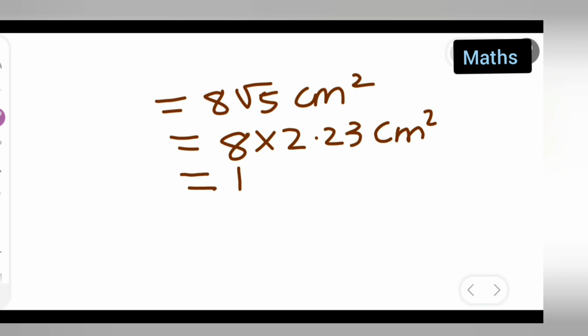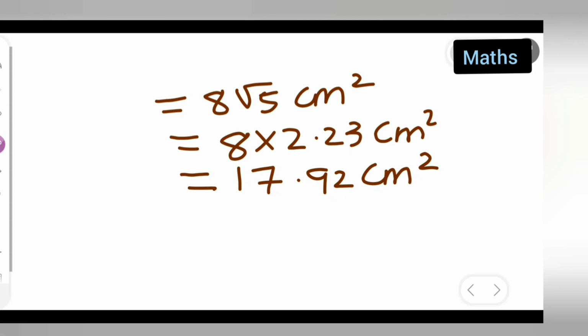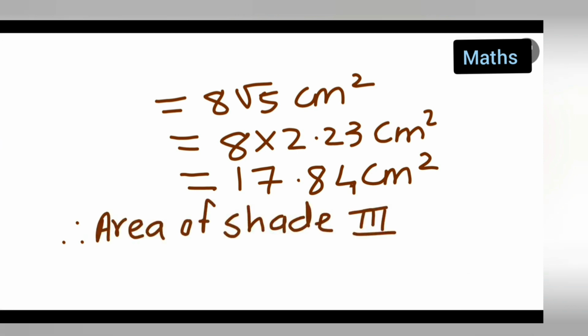So multiply this, what answer are you all going to get? 17.84 it is. If you all don't know the multiplication, you can comment below. I'll provide a link in the description below. So 17.84 centimeter square is your area of the shaded third portion. Therefore, you all can say that area of shade 3 is equal to 17.84 centimeter square is your answer.